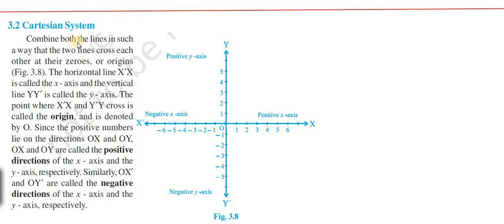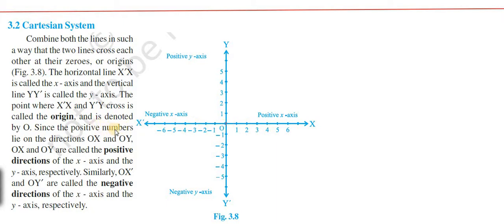Okay, now see here. Combine both the lines in such a way that the two lines cross each other at their zeros. This point is known as the origin or zero. In figure 3.8, the horizontal line X'OX, or X'X, is called the x-axis, and the vertical line YOY' is known as the y-axis. Y'Y crosses at the origin, and it is denoted by O.